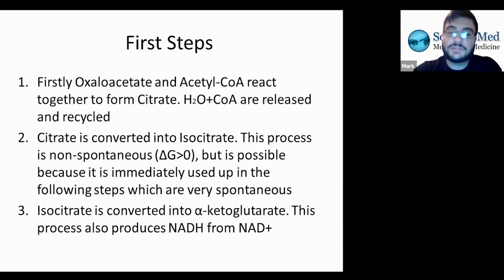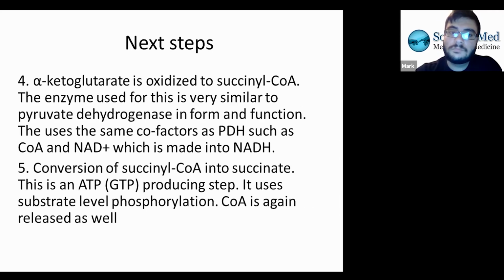Next, isocitrate is converted to alpha ketoglutarate. This is the first energy producing step, and it produces NADH from NAD+. So that's the first time we produce energy.